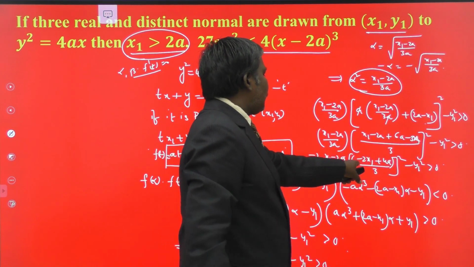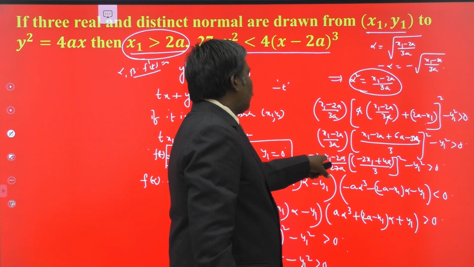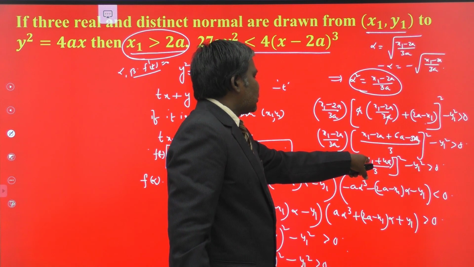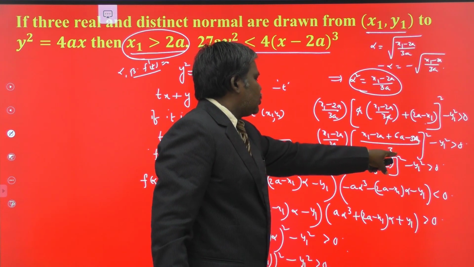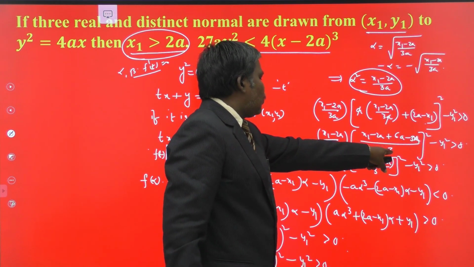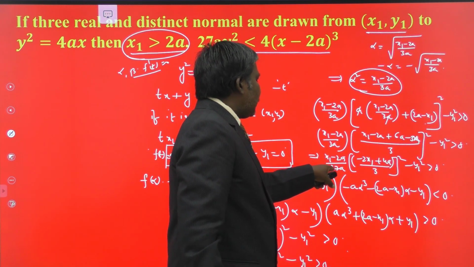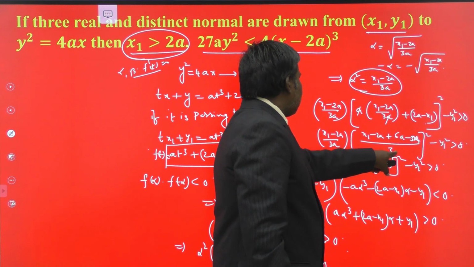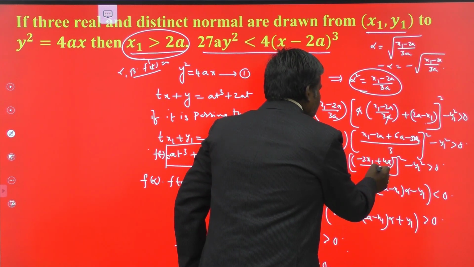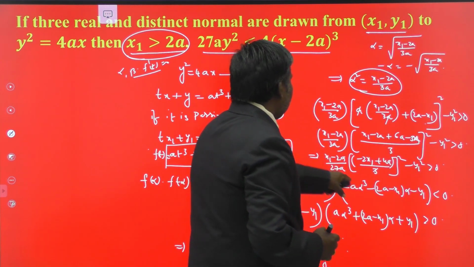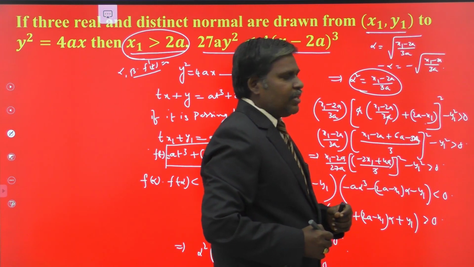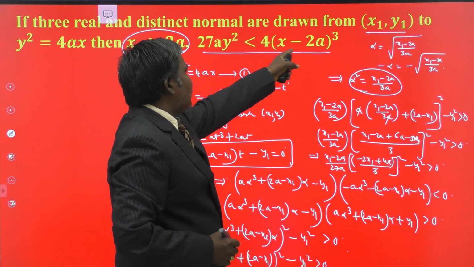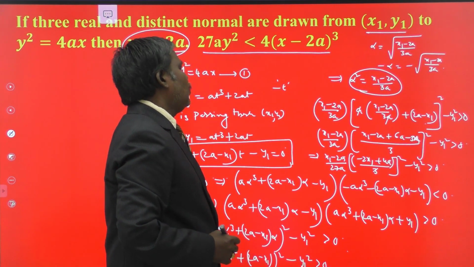You can take 2 common, 2 square means 4, 4 into x1 minus 2a whole square. This is also 2a minus x1, or you may write x1 minus 2a whole square. That means x1 minus 2a whole cube 4 times by 27 into a whole cube. 3 square, 3 is also coming outside, that becomes 27 here. 27 times of a into y square, ay square. So we obtain this condition. 27 ay square is less than 4 times of x minus 2a whole cube.